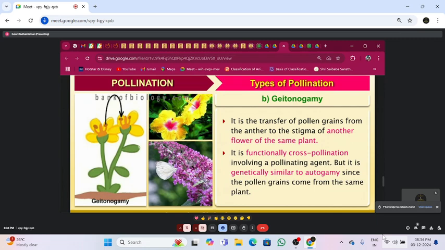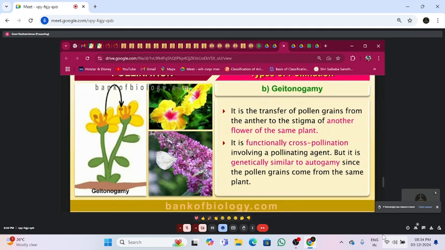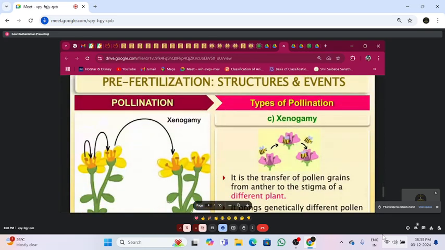Geitonogamy is, as we saw, pollination in the same plant from different flowers. You can't straight away say it's autogamy, but genetically it is autogamy kind of thing, because both flowers belong to the same plant.